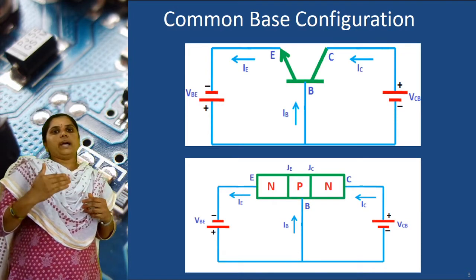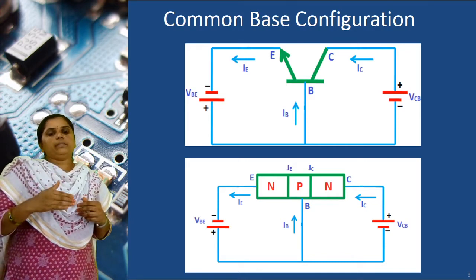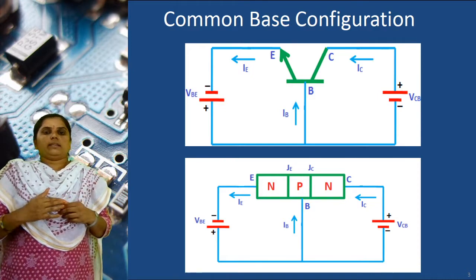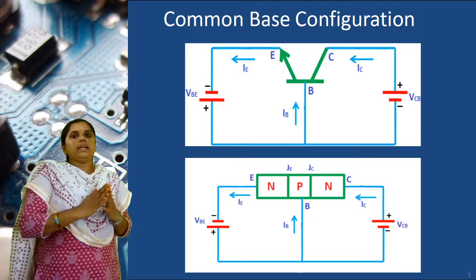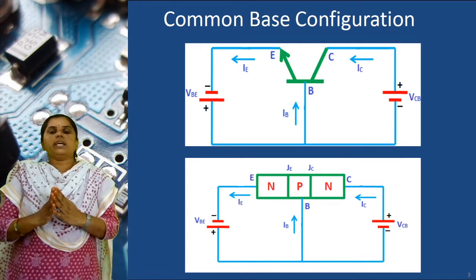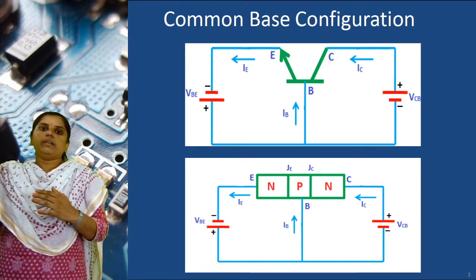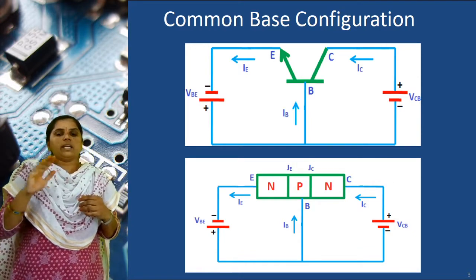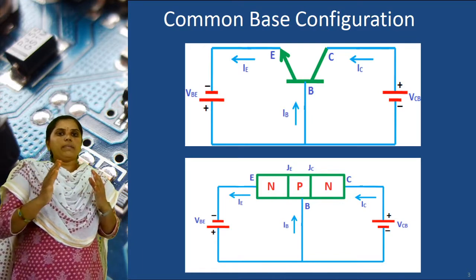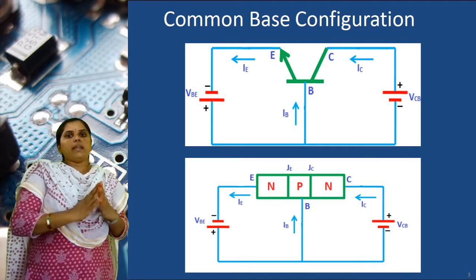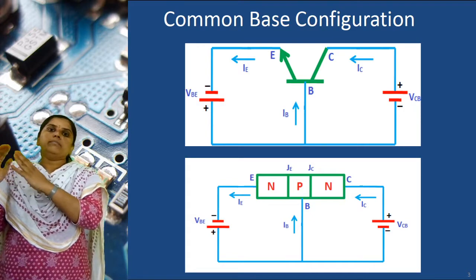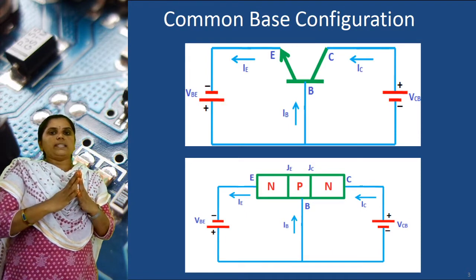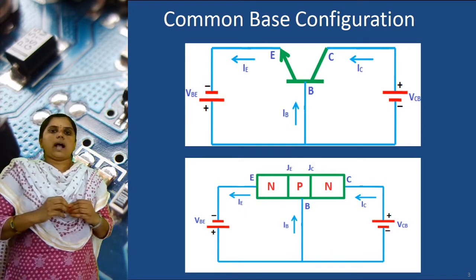So what is the input current? Input current is IE. Output terminal is the collector terminal, and that current is IC. The input circuit is connected between the emitter and base junction, and the output circuit is connected between the collector and base junction. Two junctions: emitter base junction and collector base junction. Here the input current is IE, output current is IC.